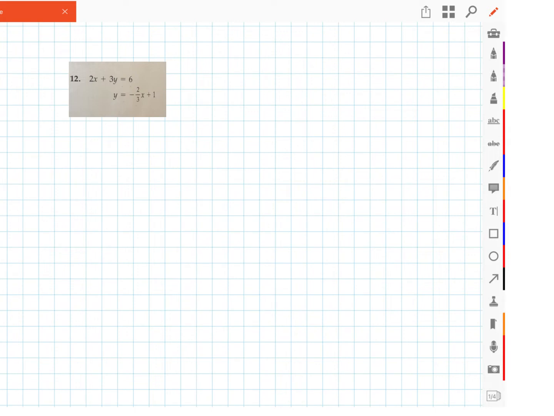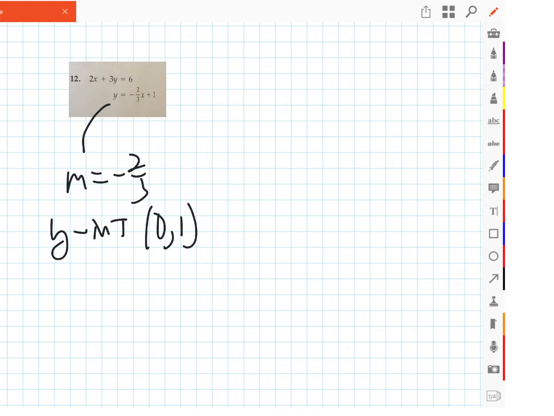See how this first equation is already in y equals mx plus b form? That's pretty easy because we know the slope is negative 2/3 and the y-intercept is the b, so we know it crosses the y-axis at 0, 1. Now, it'd be really nice if the other equation was in that same form, so I'm going to solve for y equals.